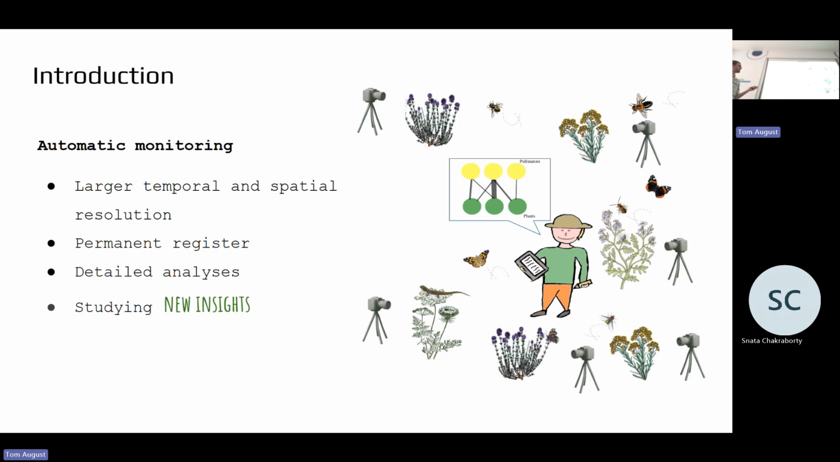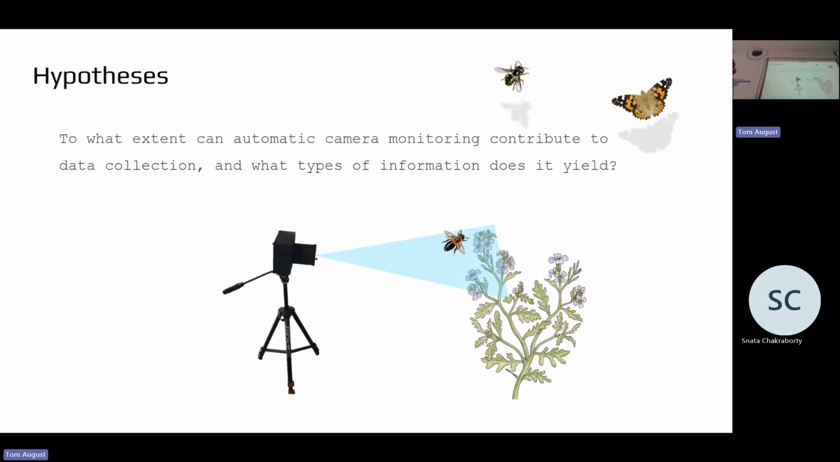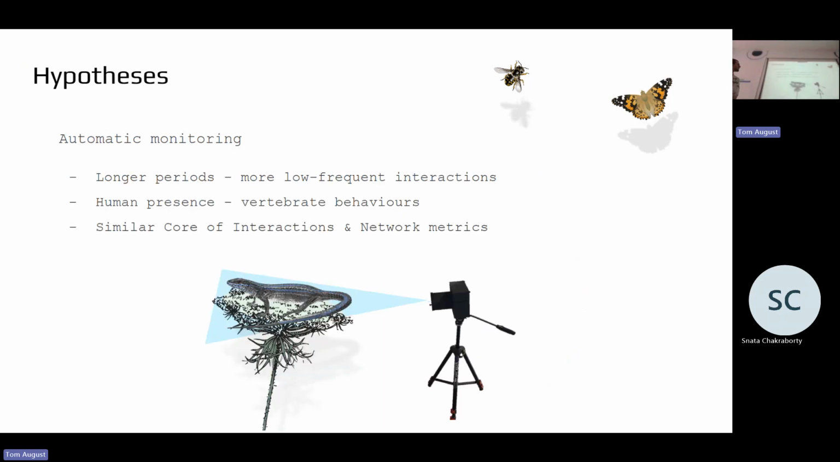Another benefit of this methodology is that when we have interactions, we have the manual notes in our fieldwork, but now with the cameras, we can recheck which species has visited which flower, and whether that interaction happened there. And also it is an opportunity, as we saw in the talk before, to study new insights. So the first chapter is only about what kind of data the cameras can provide, and if it's complementary, or which are the differences or the biases of both data sets.